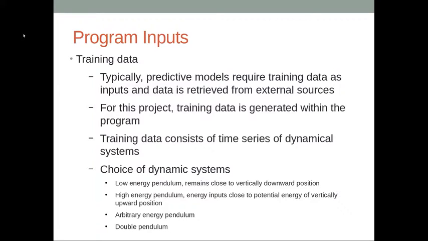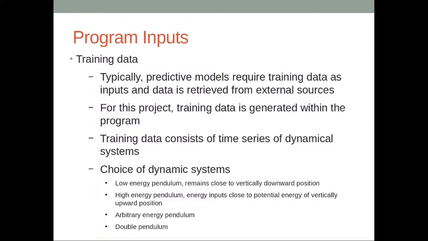Inputs into the program for training are the training data. This comprises a time series of states from the dynamical system. The dynamical systems that we'll be looking at include the low energy pendulum, that's a pendulum that remains close to the vertically downward position, a high energy pendulum when we allow the pendulum to swing up to a vertical position, and an arbitrary energy pendulum, one that can be in any position whatsoever. We're also going to look at the double pendulum.